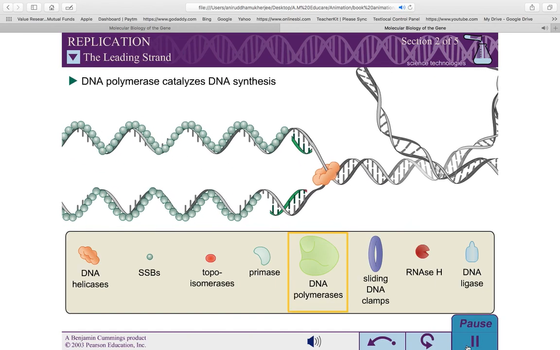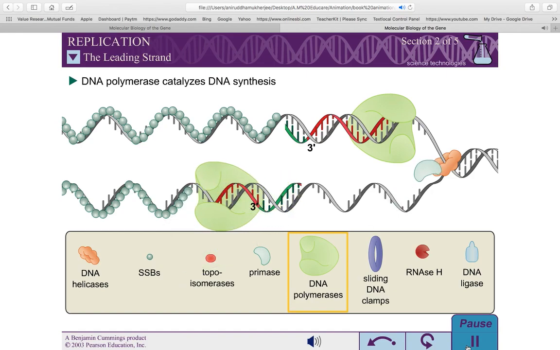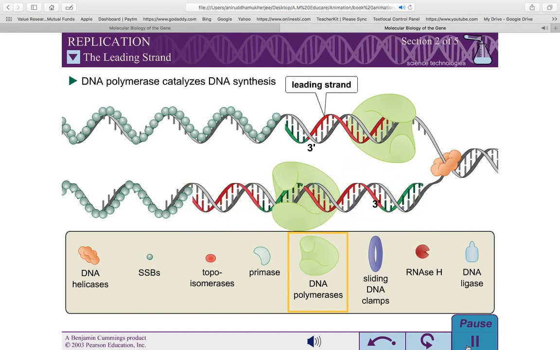The synthesis of DNA is catalyzed by an enzyme called DNA polymerase. DNA polymerase is only able to add dNTPs to the 3' end of a polynucleotide. Due to the anti-parallel nature of DNA, one strand is synthesized continuously toward the replication fork, while the other strand is synthesized discontinuously away from the replication fork. The continuously synthesized strand is called the leading strand, and the discontinuously synthesized strand is called the lagging strand. The lagging strand will be discussed in the next section.